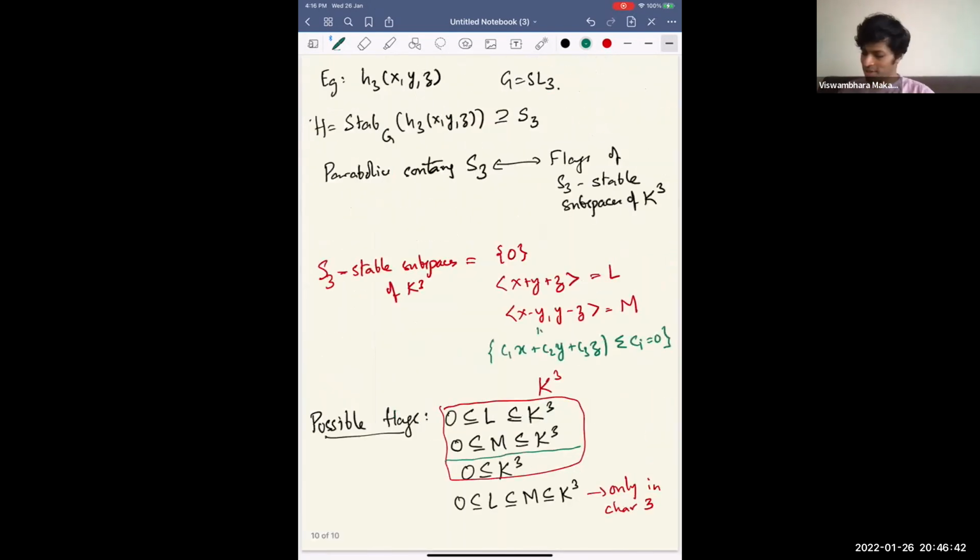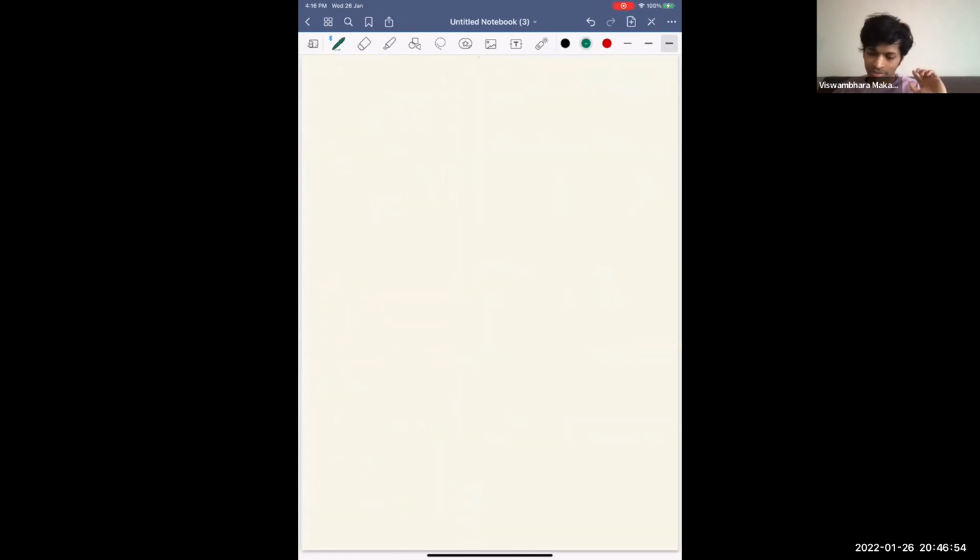Okay, so let's keep this in mind. We have two possible flags that we have to check for. So really, in this case, it's even simpler because you just have to find two maximal tori at most, one for each parabolic. Choose your favorite one and check. So let me tell you what maximal tori look like.